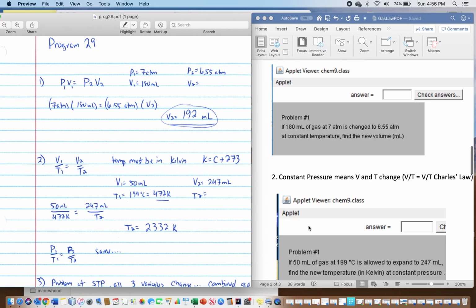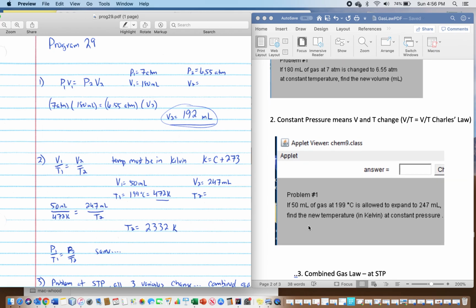Problem number 2 talks about a problem at constant pressure. Constant pressure means I could put 1 atmosphere on both sides, and they would cancel out. The simpler form is V over T equals V over T, which is Charles' law. And of course, if you've read the notes, you know that the temperature must be in Kelvin. The Kelvin scale is related to the absolute temperature scale, where the higher the temperature, the higher the molecular motion. Because of course, if a gas is hotter, it's moving faster and it wants to expand. That's why volume and temperature are directly related, just like P and T are directly related.